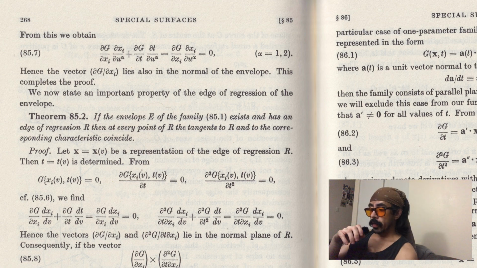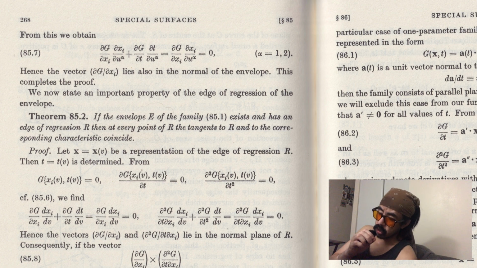Theorem 85.2. If the envelope E of the family where we have a function capital G in terms of xi and t equal to 0 exists and has an edge of regression capital R, then at every point of capital R, the tangents to capital R and to the corresponding characteristic coincide. The proof is as follows. Let the vector x with the parametric representation in terms of v be a representation of the edge of regression capital R. Then t equal to t in terms of v is determined.